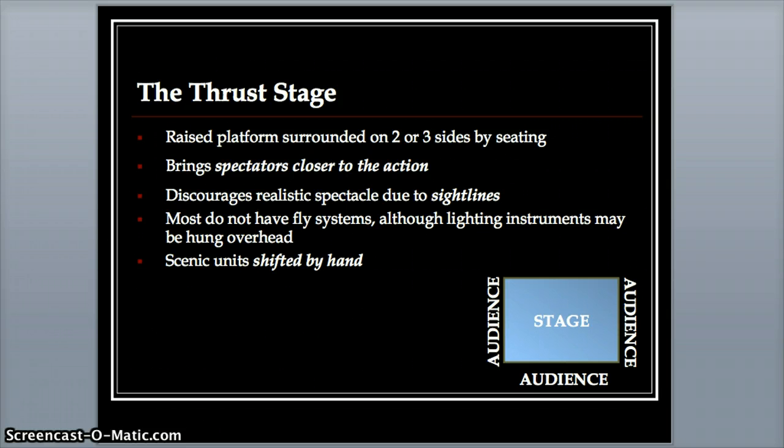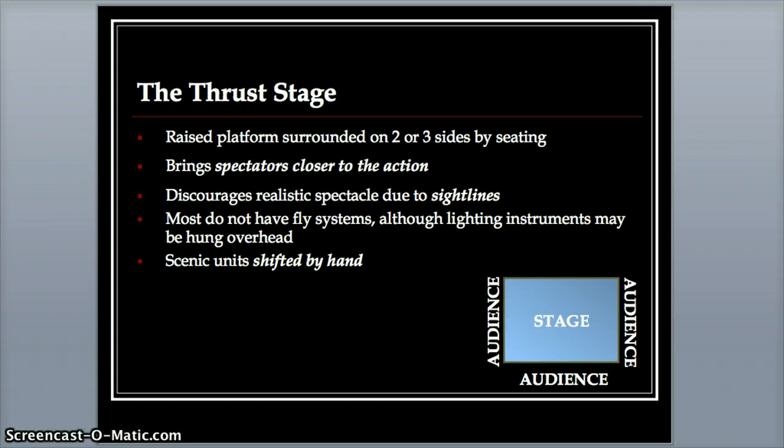This brings the audience closer to the action and integrates them deeper into the performance, and allows for a more intimate experience between audience and actor. It does create a challenge for sightlines, because you have audience looking diagonally across the performance space, as well as straight ahead. So stage design and blocking, the arrangement of the actors in the space, become a challenge.